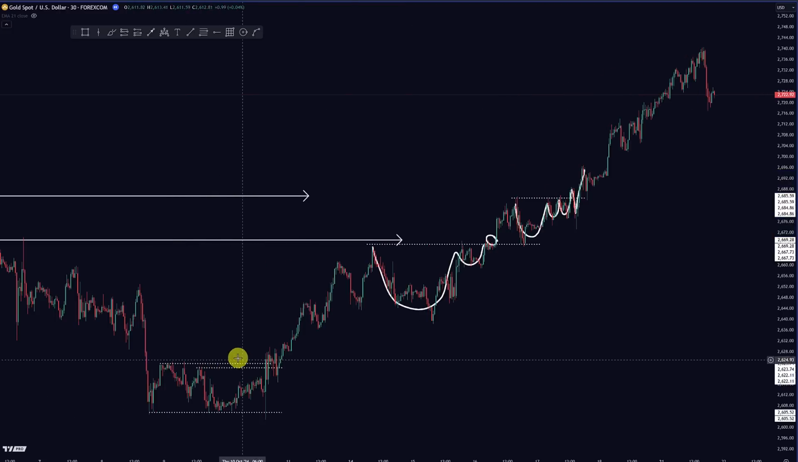And all of this started from our engulfing candlestick pattern on the daily time frame, which formed at the perfect price level and helped us anticipate this move.